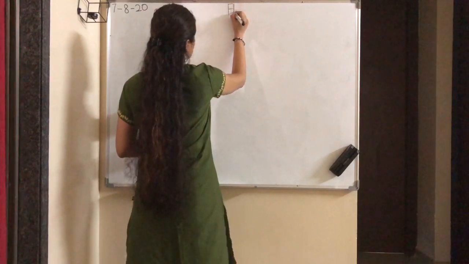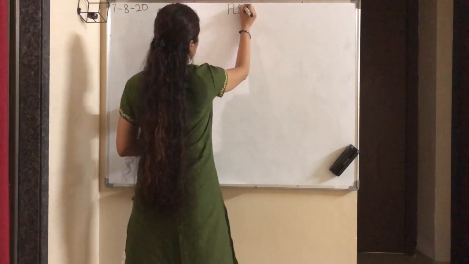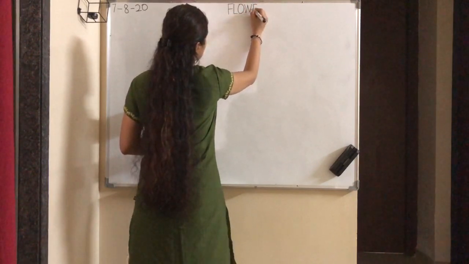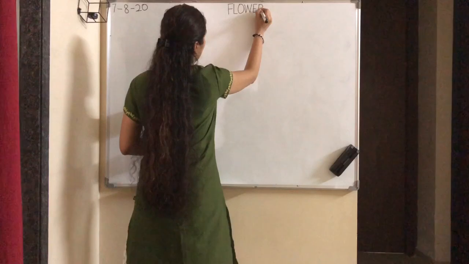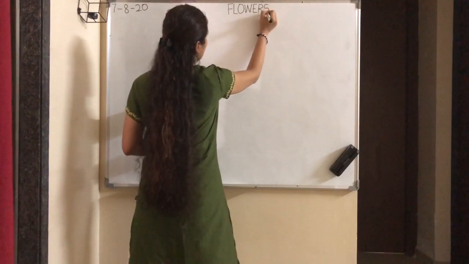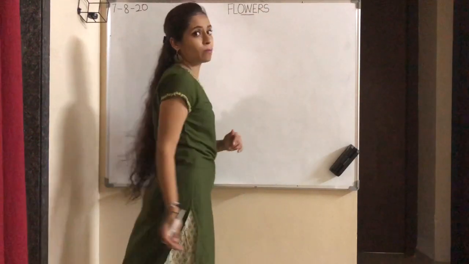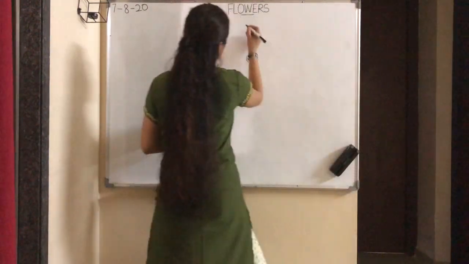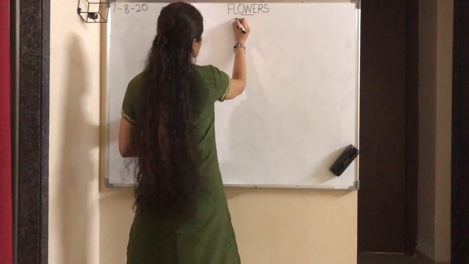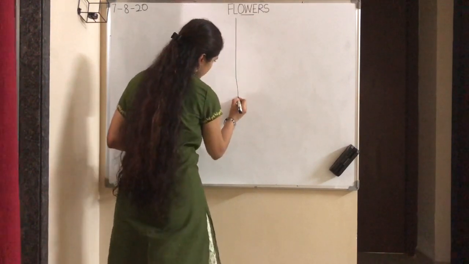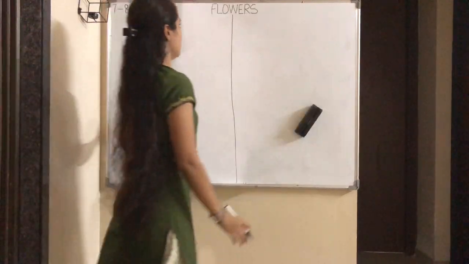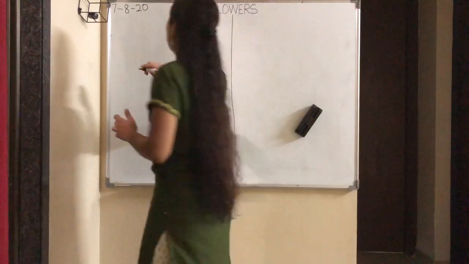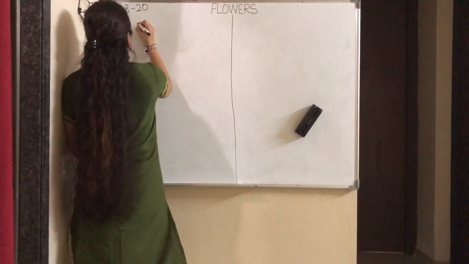F L O W E R S. Flowers. After you write the heading, what you have to do is you have to draw a line in the middle like this. Okay. Now after you draw this line in the center, this side you will write many petals.